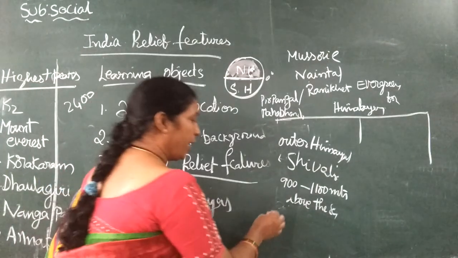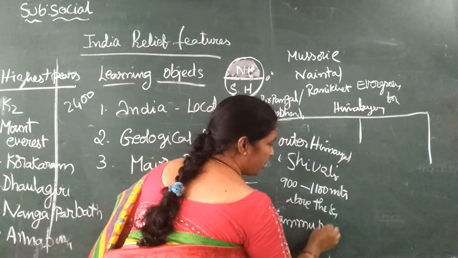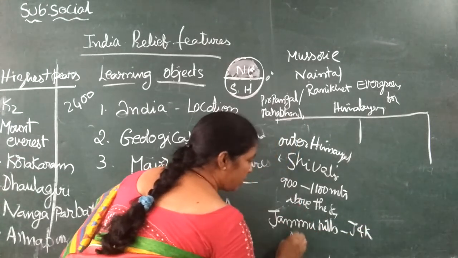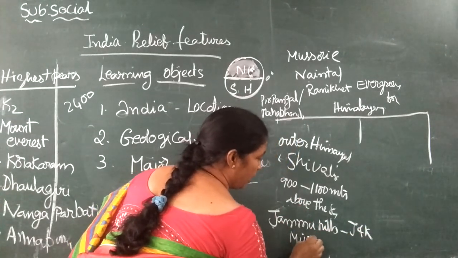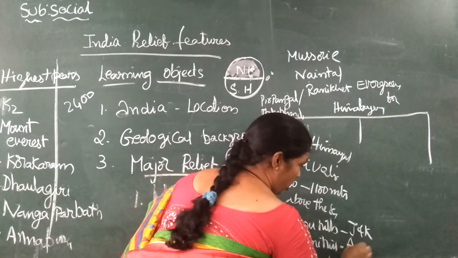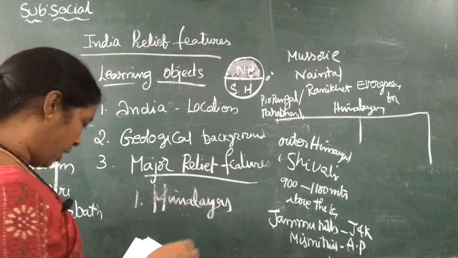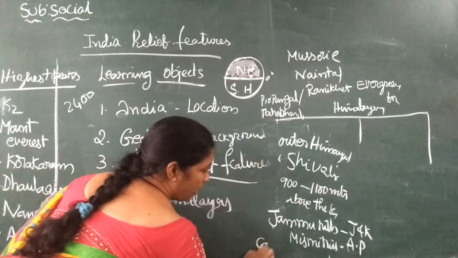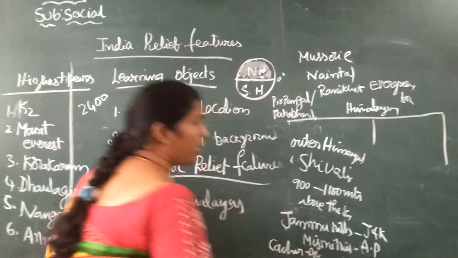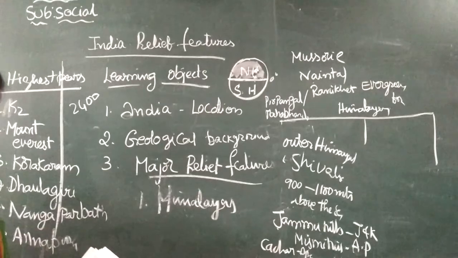For example, in Jammu and Kashmir they are called Jammu Hills. Dafla, Miri and Mishmi Hills in Arunachal Pradesh, and Kachar Hills in Assam. Like that, there are different names for these ranges in different regions.